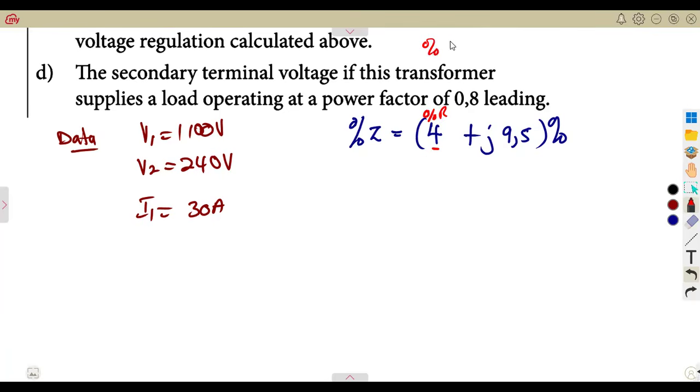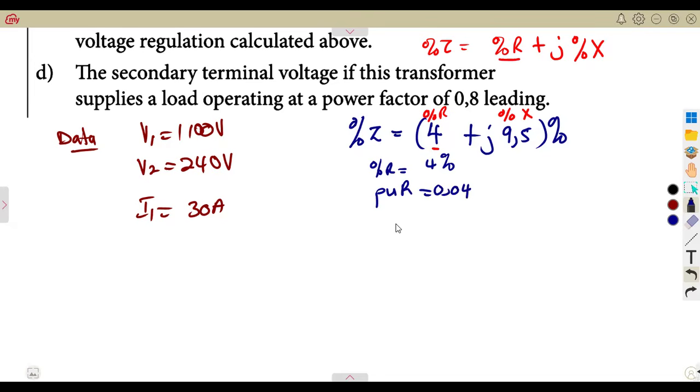Remember your formula for percentage Z. It was made up of what? Percentage R plus j percentage X. So this is a percentage and this is also a percentage of X. So if this is percentage resistance that we are given as 4%, what about per unit resistance? From percentage, you divide. So you divide by 100. So it was going to be 0.04.